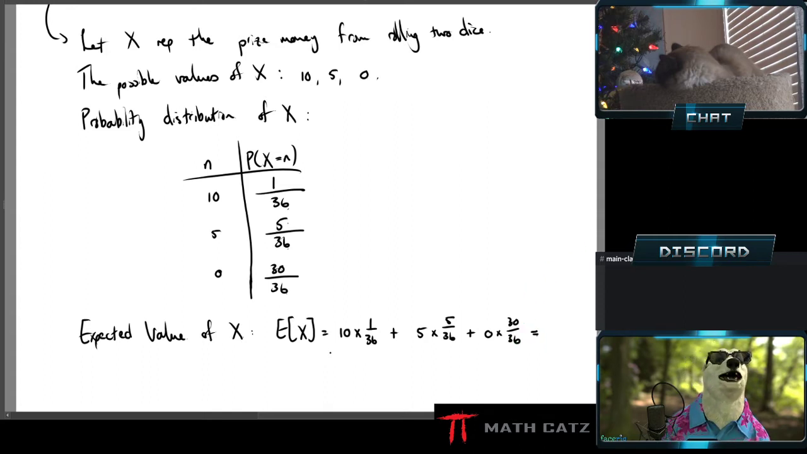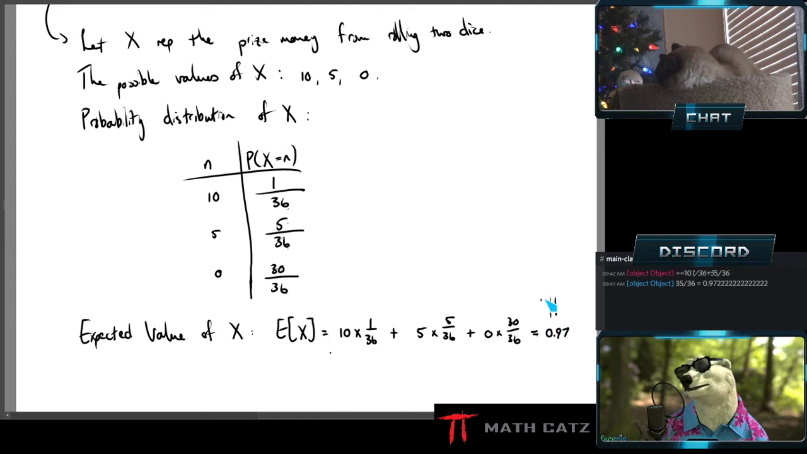Let us do it in the chat. Now, I don't need to do the last one, right? Because it's just going to be 0. 0 times anything is 0. So for convenience, I won't actually type that. So I have 10 times 1 divided by 36 plus 5 times 5 divided by 36, and I don't need the 0. It won't give me any different answer. And we get 0.97, I'll just say.